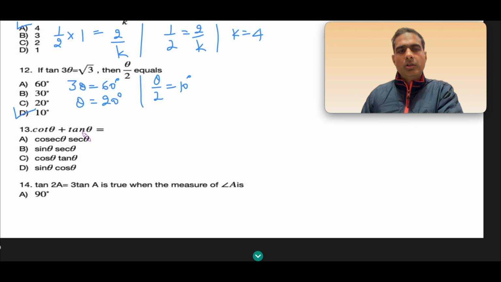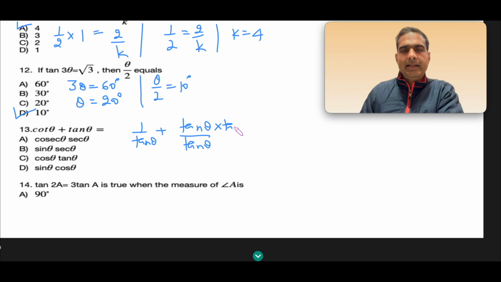Question number 13, cot theta plus tan theta is equal to. So to simplify this, we can convert either cot into tan or tan into cot. So here I am going to convert cot into tan. So cot theta is reciprocal of tan theta. So cot theta will be equal to 1 by tan theta plus tan theta. Now 1 by tan theta is a rational number. So to make the denominator same, I can multiply by tan theta in the numerator and denominator just to simplify it. Now the denominator is same, that is tan theta.